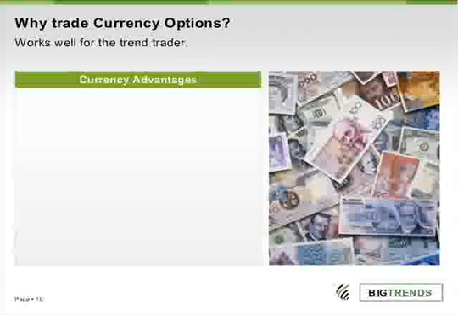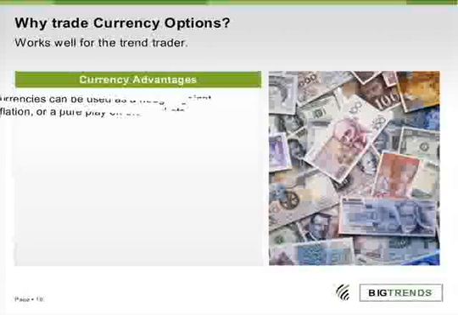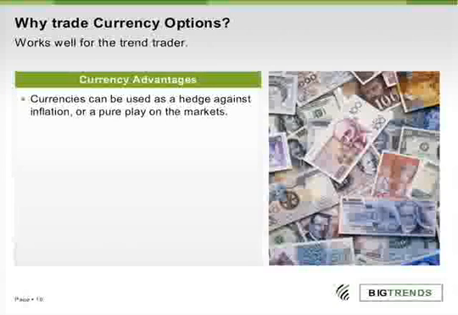So some of you who might be new here today might ask, why trade currency options? And my definition is, it is really one of the easiest and most efficient ways to find trends and trade those trends. Currencies inherently have advantages to them that are completely different from all the other markets out there. As a lot of people know, currencies can be used as a hedge against inflation, or the way I like to use them more often is just a simple pure play on the markets, because that's the easiest way to find some of those trends there.